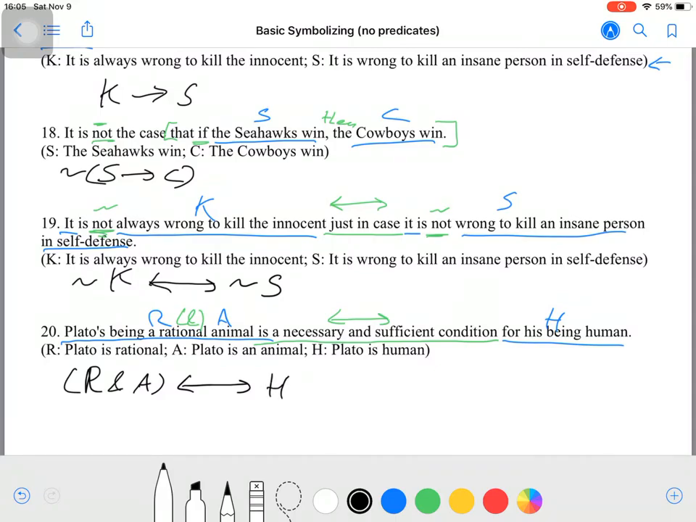biconditional H. In the next video, I'm going to start going through quantified logic, and I will probably do most, if not all, of the quantified logic or predicate logic examples, just because those are a bit harder, and they're the type of thing we will be testing you on.